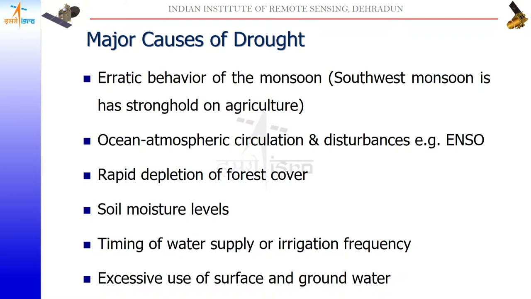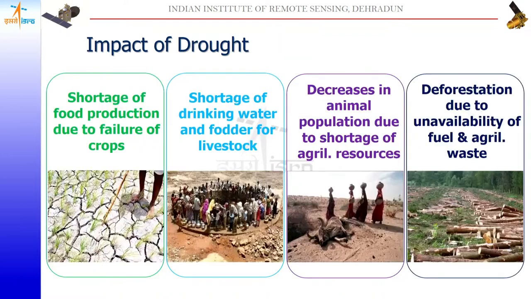Then there is the excessive use of surface and groundwater at the initiation or middle stage of crop growing. If the water is extensively used earlier, then at the time of harvesting or maturity, the farmers may not have water at their farm, so the qualitative attributes of their final yield or crop may also decrease. So these are all the major causes of the drought.